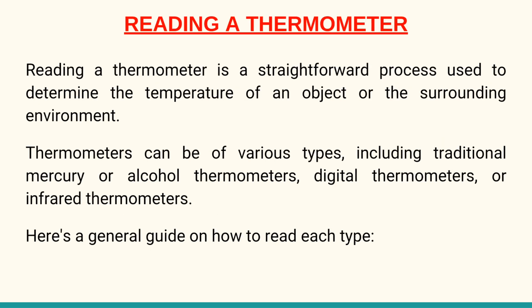Reading a thermometer. Reading a thermometer is a straightforward process used to determine the temperature of an object or the surrounding environment. Thermometers can be of various types, including traditional mercury or alcohol thermometers, digital thermometers, or infrared thermometers. Here is a general guide on how to read each type.